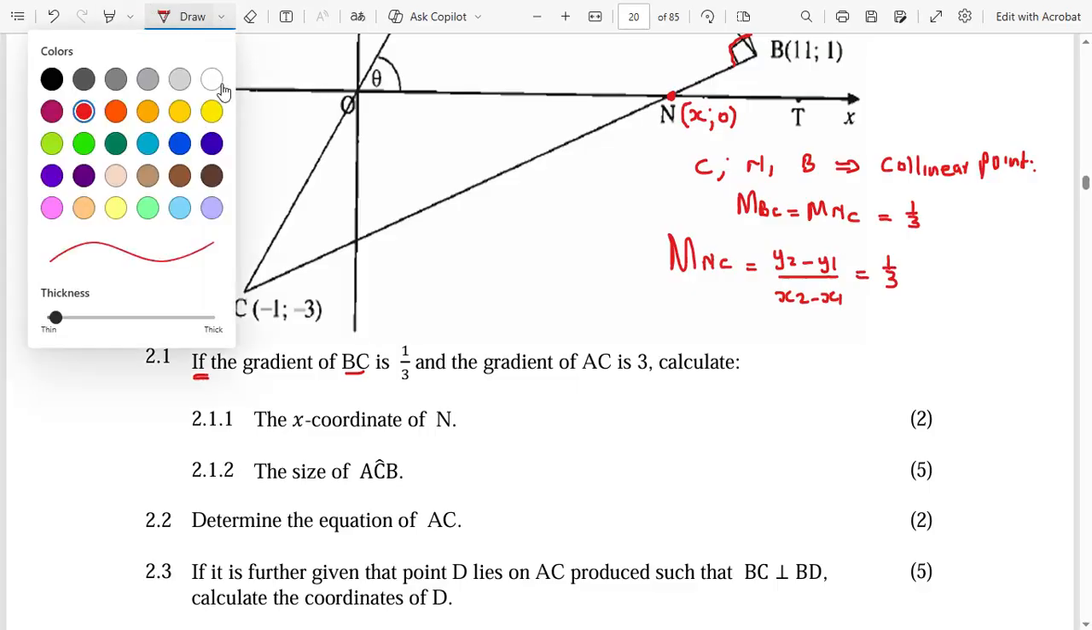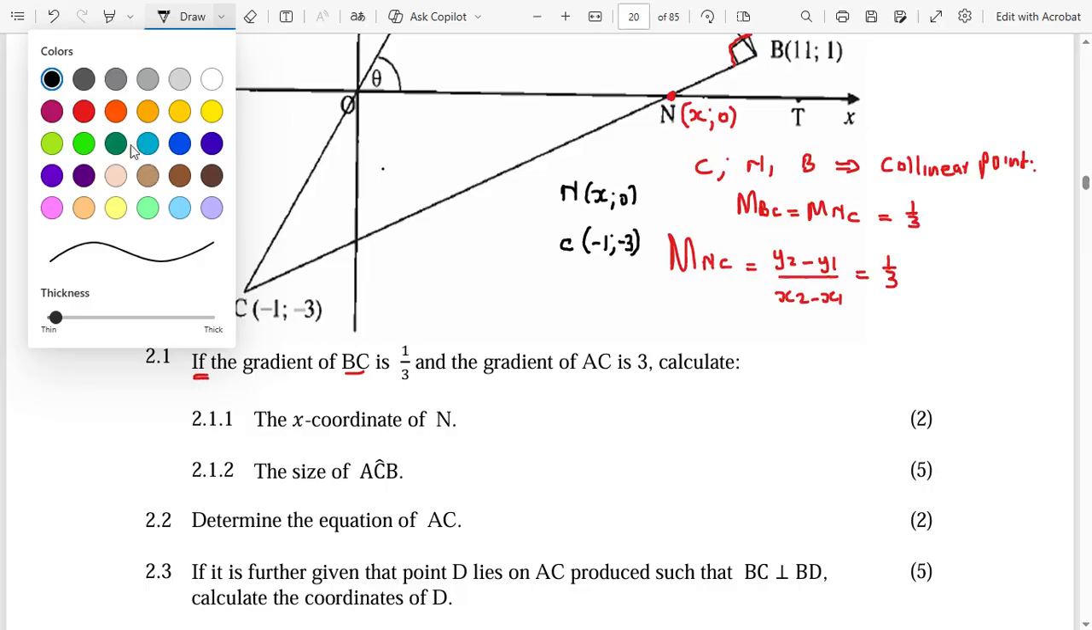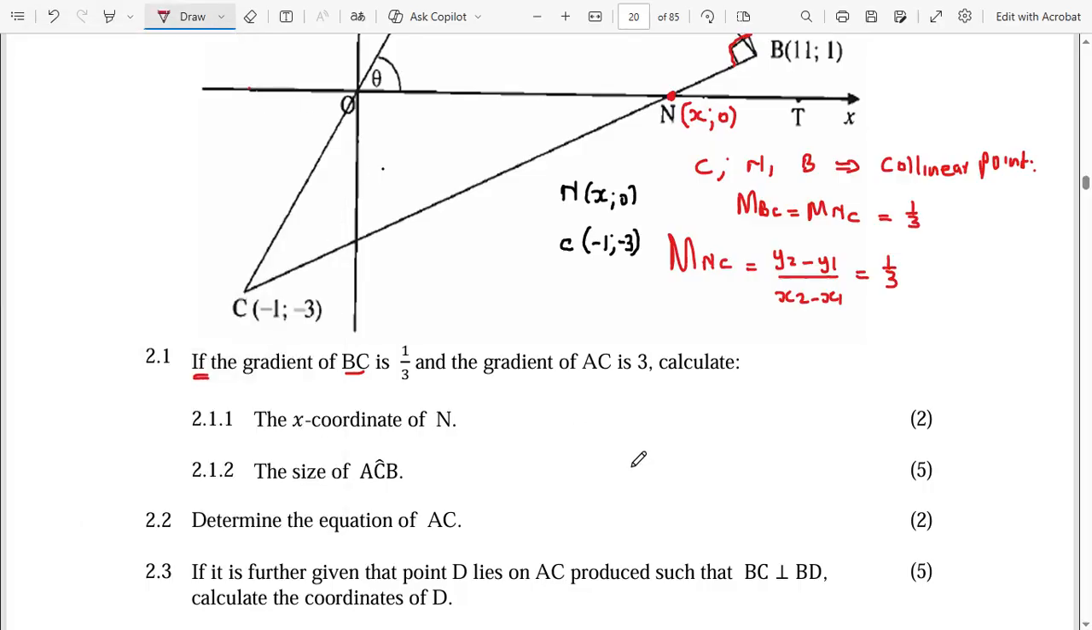So let me write down my coordinates so that you can remember what I'm working on. So I know that my N is going to be (x, 0), and then my C is (-1, -3). Right, let me name my point. Which one is my point 1? Which one is my point 2? Remember, I said that it's best to put your house in order. So C, since it comes first before N in letters, I'm going to say this is my x1, this is my y1. So this is my x2, this is my y2. It's up to you which point you want to make your first point.